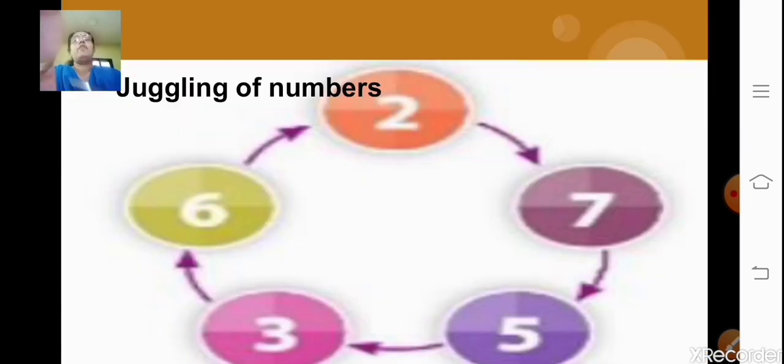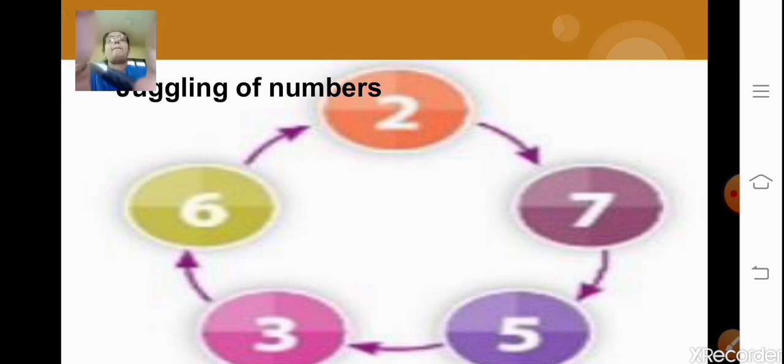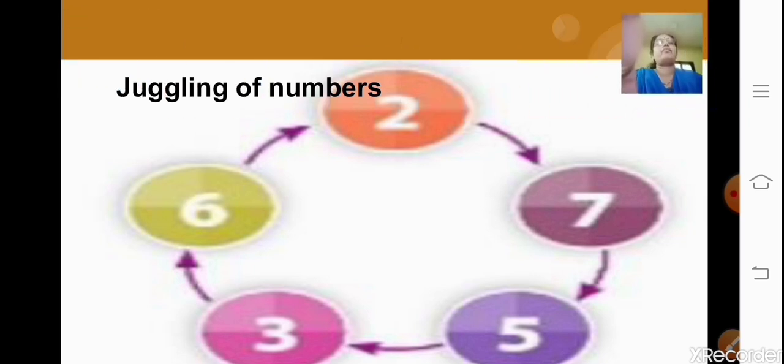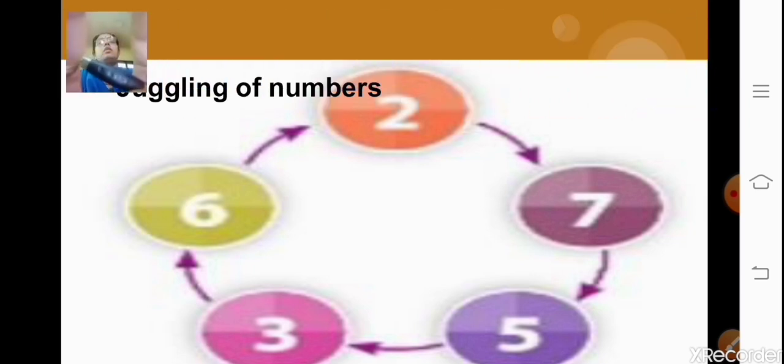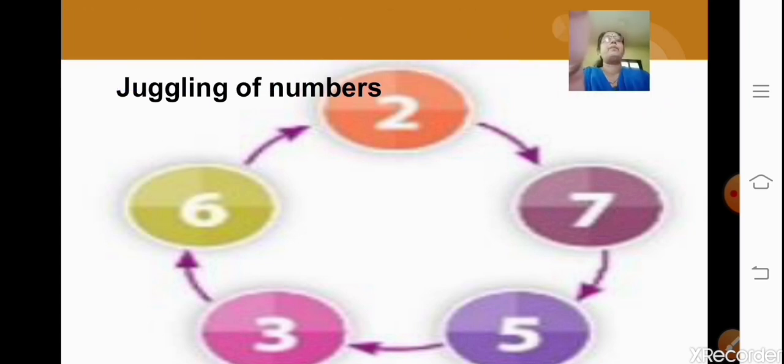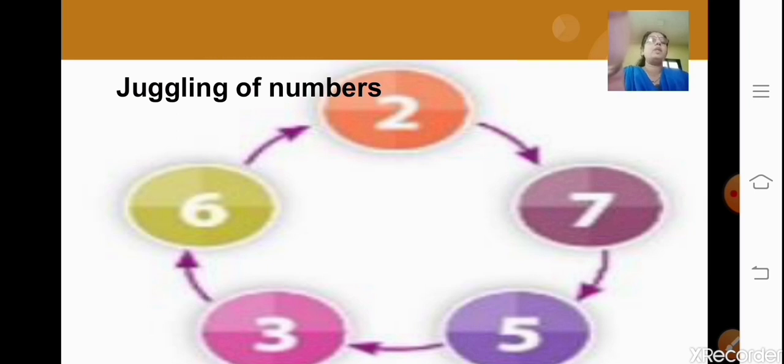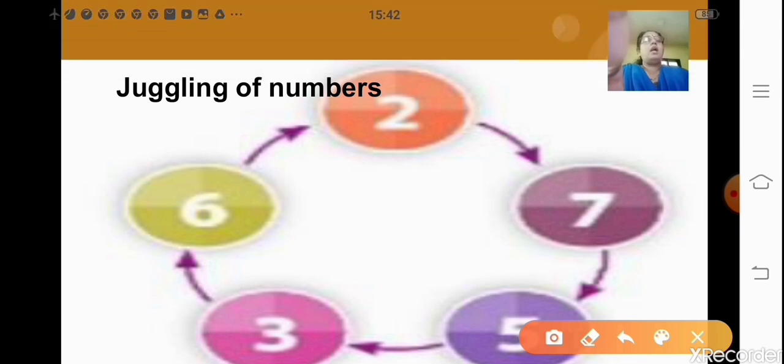Now juggling of numbers. Now in juggling of numbers, here 5 digits are given, that is 2, 7, 5, 3 and 6. Now here, you should know how to form the largest number. To form the largest number, you will start from the larger number. We will write the number as 7, 6.